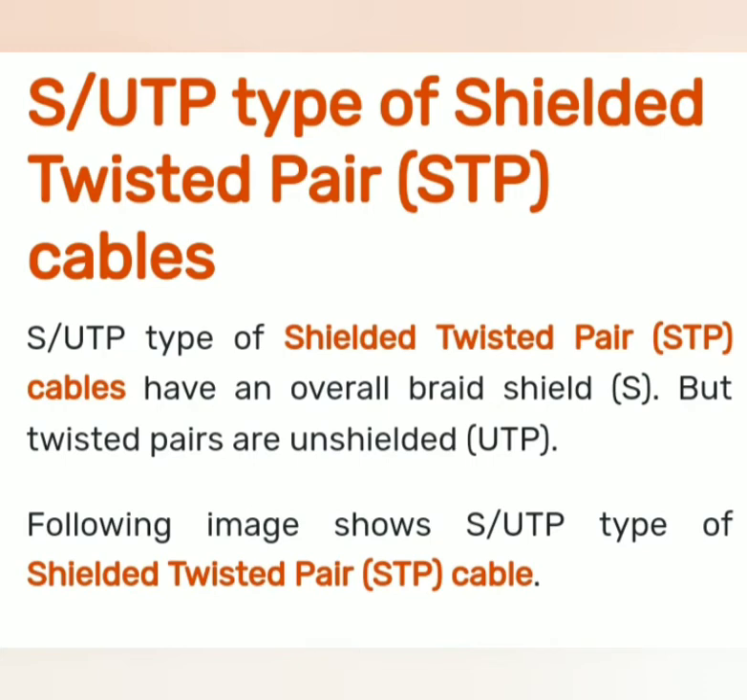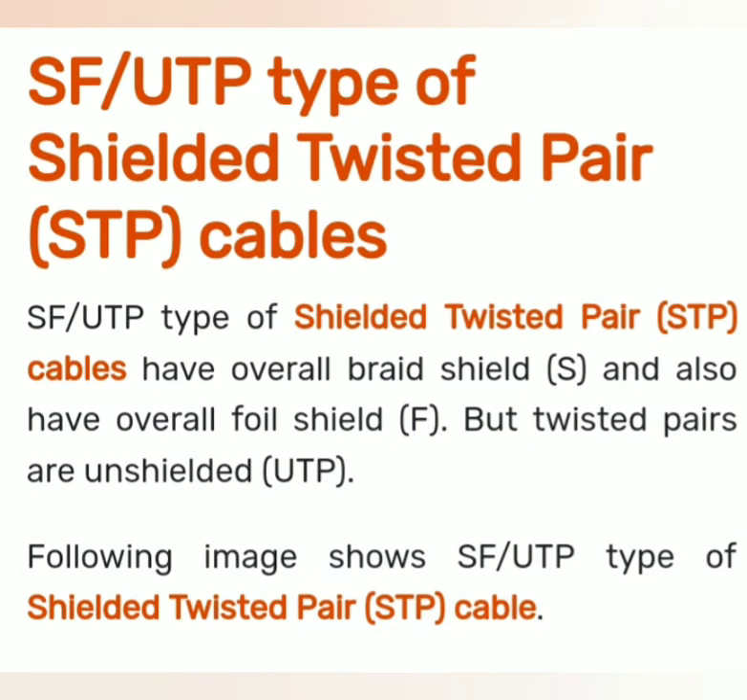So another is the SF/UTP type of shielded twisted pair STP cables. SF/UTP type of shielded twisted pair cables have an overall braid shield, that is S, and also have an overall foil shield, that is F, but the twisted pairs are unshielded, UTP. The following image shows the SF/UTP type of shielded twisted pair STP cable.